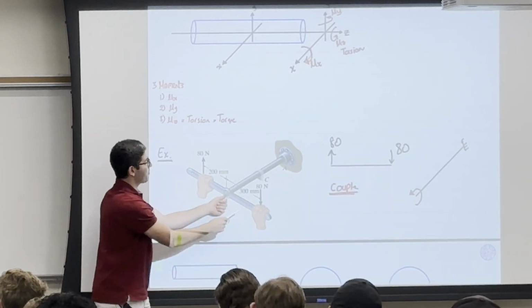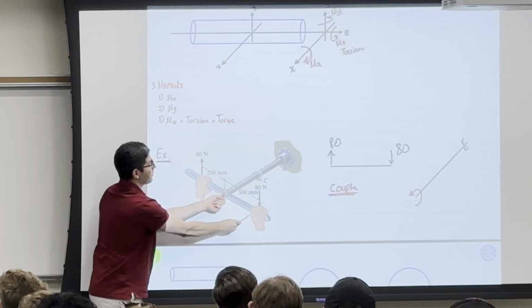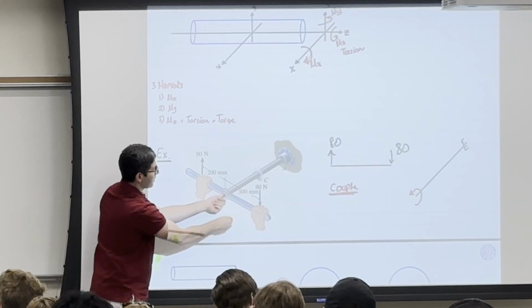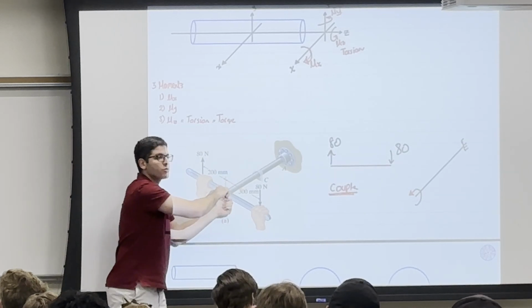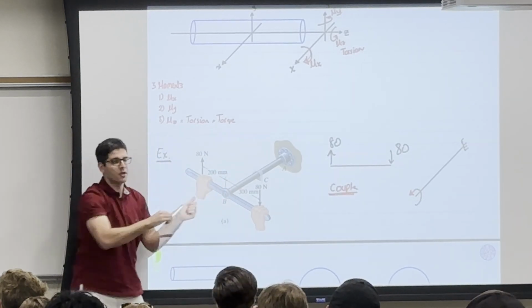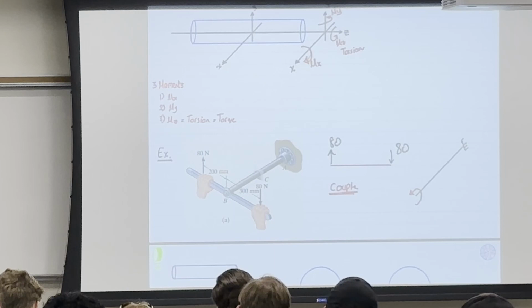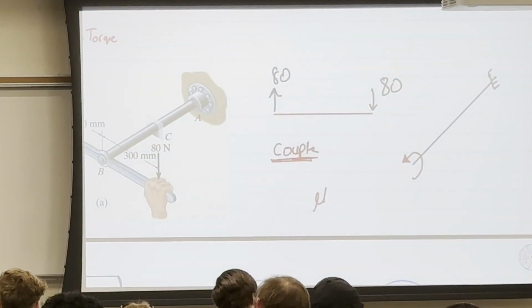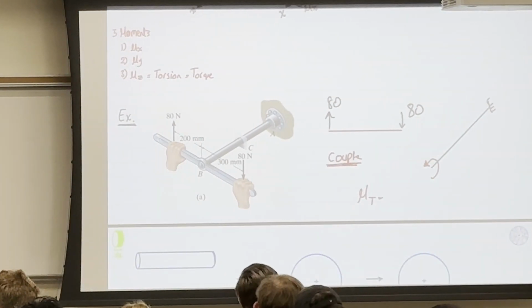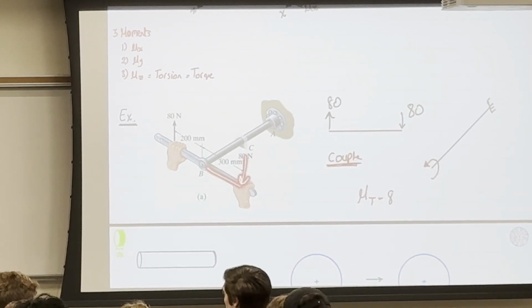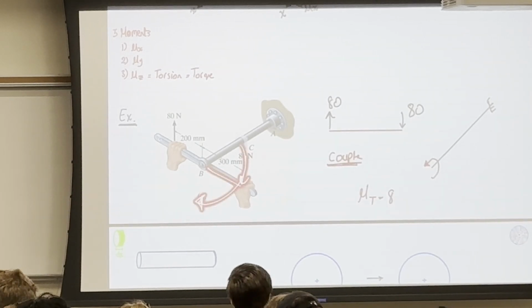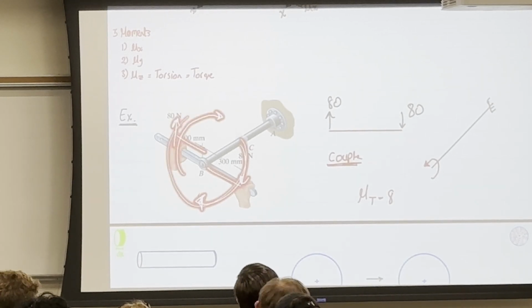But if you took a moment about B, I will have 80 times 300, like this, clockwise, and then I also have 80 times 200, also clockwise. Do you all see this? So I will end up, do you all see why they're not going to be equal to 0, right? So this 80 times 300, I'll end up with a moment this way, and this 80 times 200, I'll end up with a moment the other way. So they don't cancel each other.